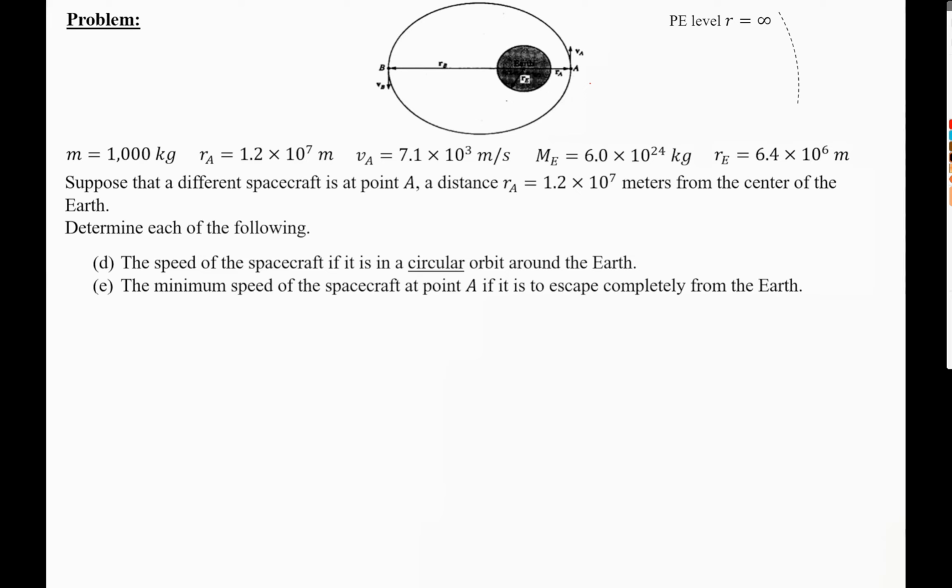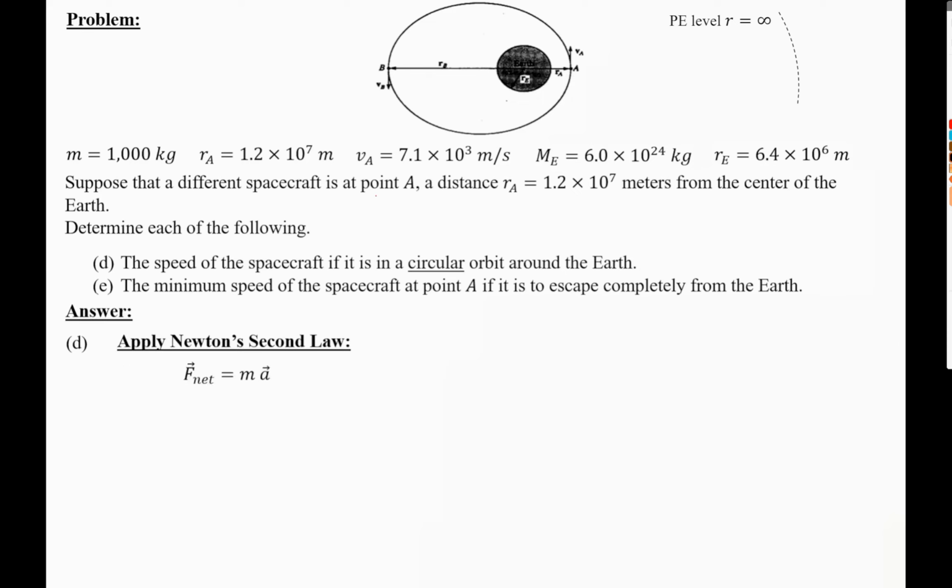Now again, determine each of the following. In part D, we need to determine the speed of the spacecraft if it is in a circular orbit around the Earth. And in part E, the minimum speed of the spacecraft at point A if it is to escape completely from the Earth.